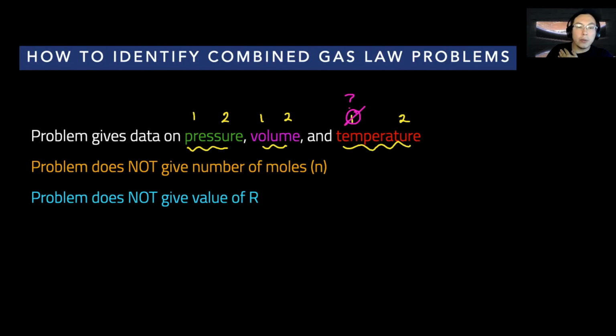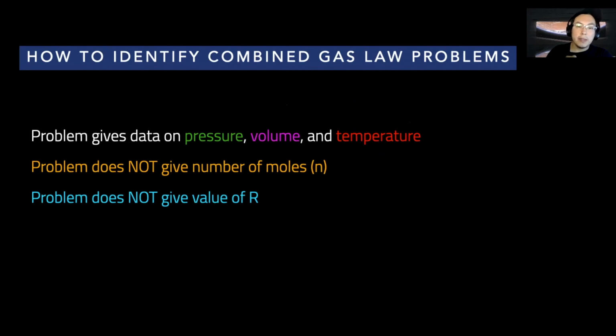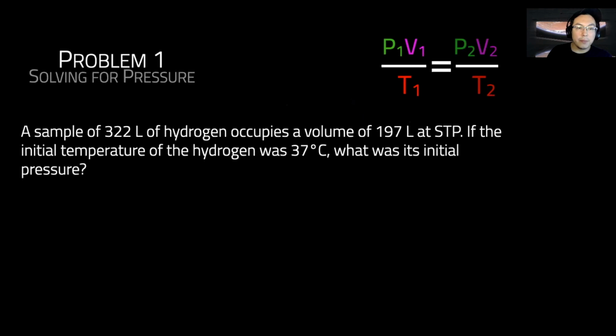In these cases also, there will be no moles included in your problem and no R, right? So this pushes you to think this is a combined gas law instead of an ideal gas law. Remember, ideal gas law would be nRT. So we have no moles, no R, so we're just left with the other three variables and we get the combined gas law. Additionally, there's the initial and final aspect of all of these variables. So this is also a hint that we're using the combined gas law. So let's see some examples.